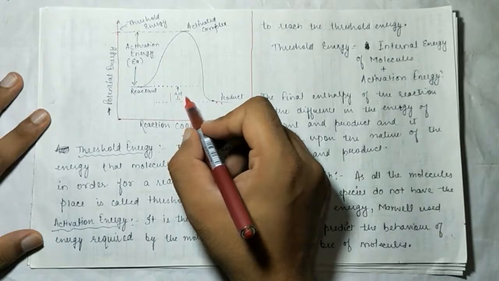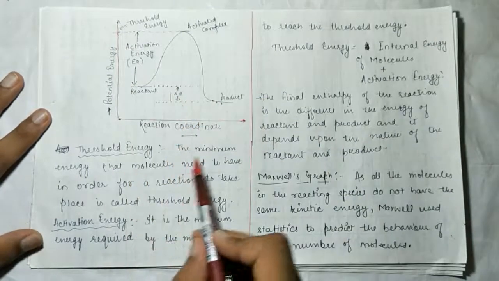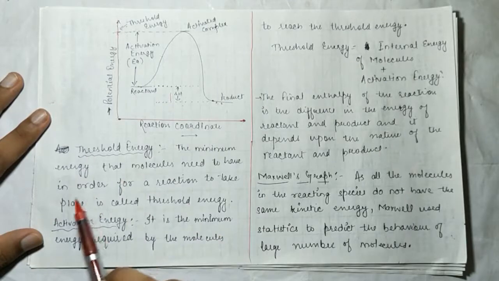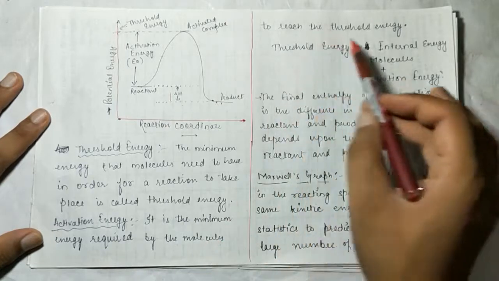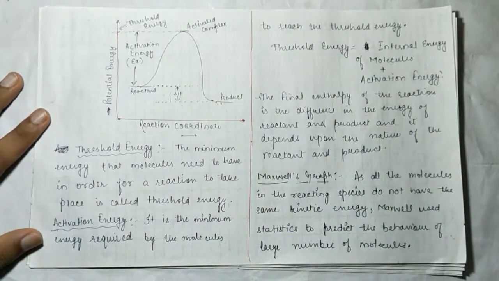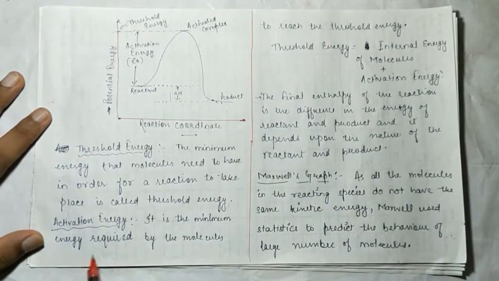It is the enthalpy change. Okay, so threshold energy is the minimum energy that a molecule needs to have in order for a reaction to take place, and activation energy is the minimum energy required by the molecules to reach the threshold energy.